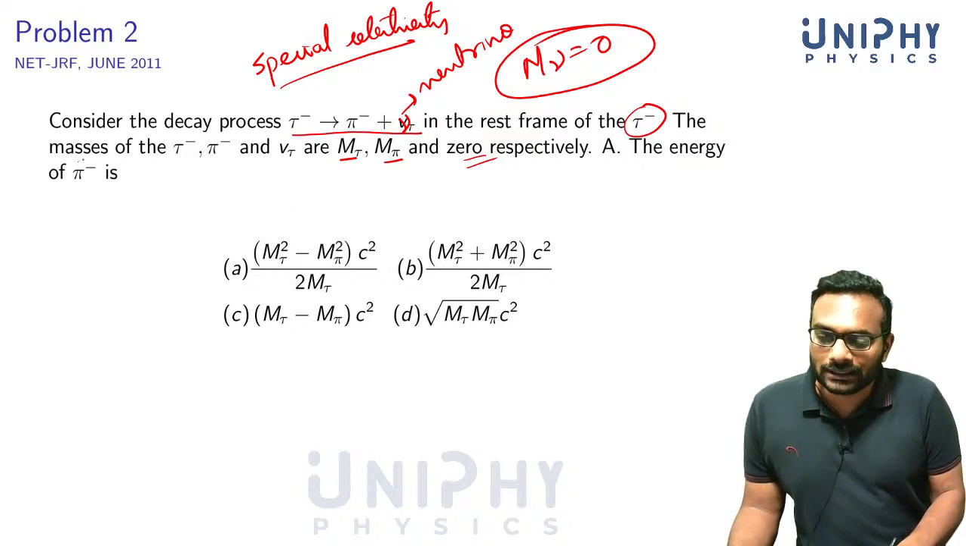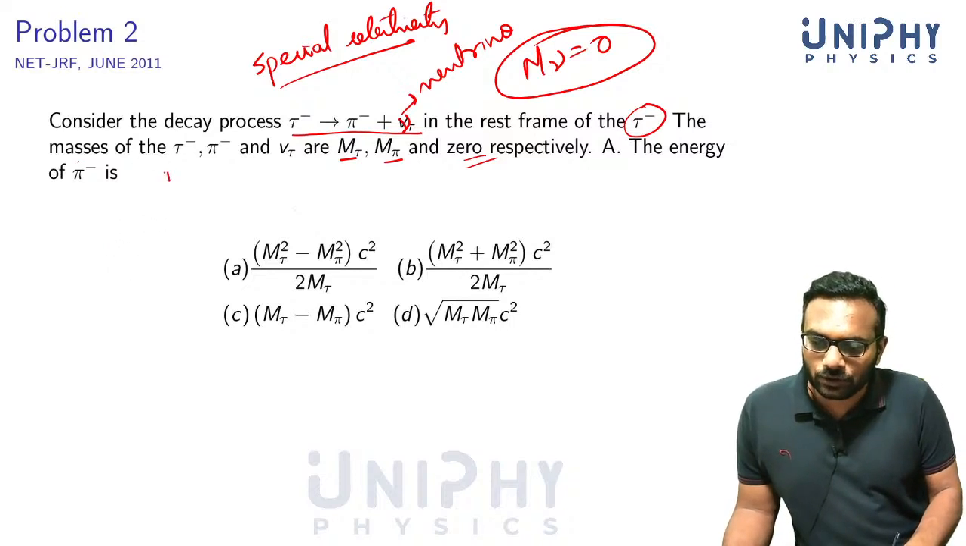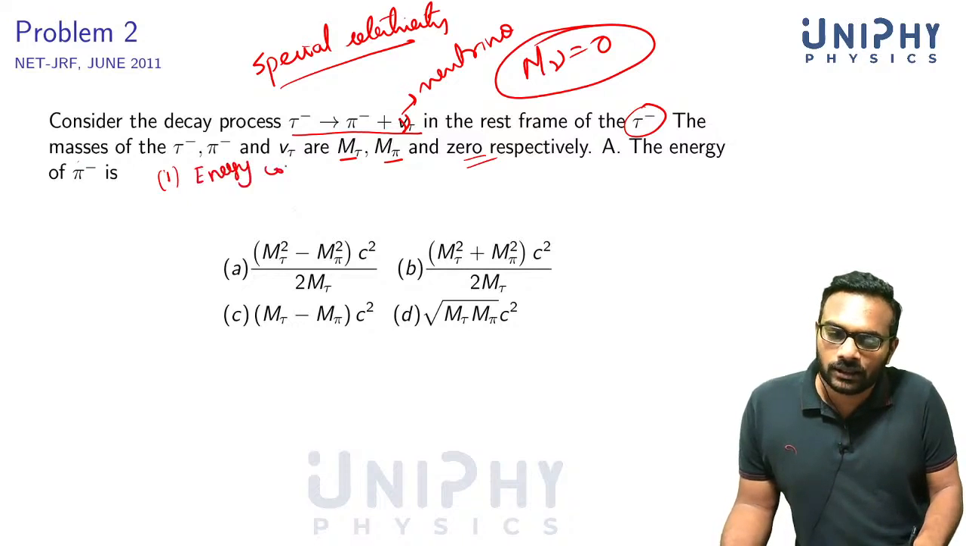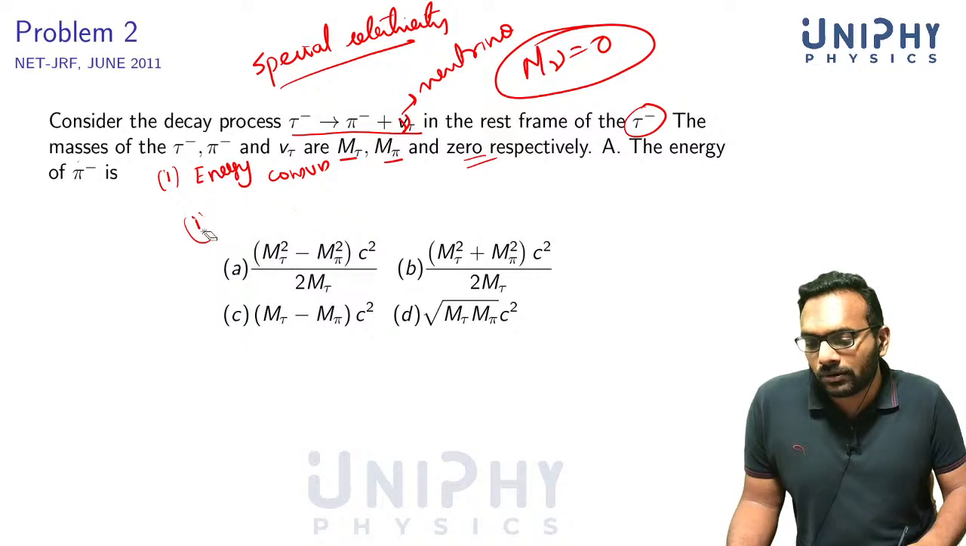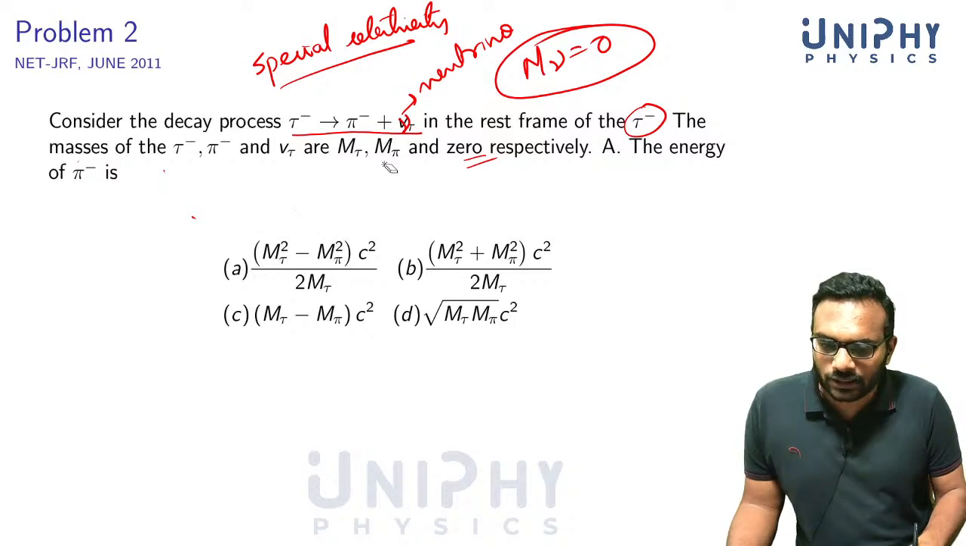The question is, what is the energy of pi minus? You need to find E pi. Now how do we do this? There are different ways to do this. One way is the traditional way, where you consider the energy conservation equation and equate the energy on both sides. And you also use momentum conservation. You use energy conservation and momentum conservation, and then you can play around with the equations and solve for energy.